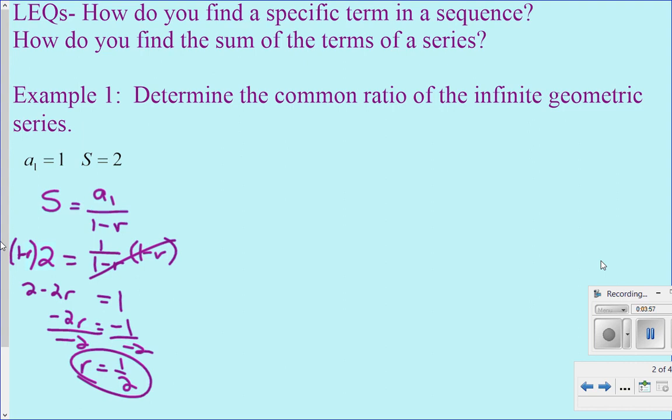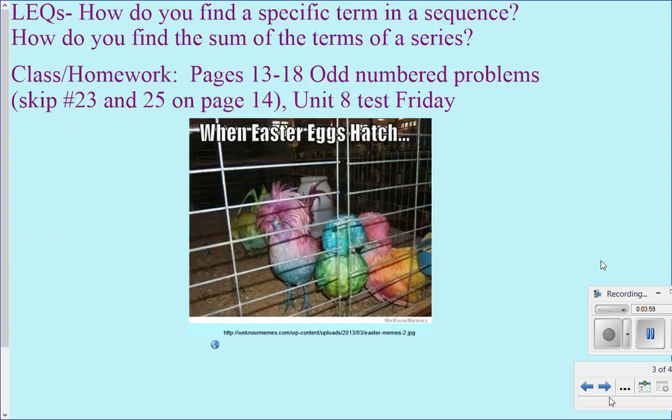So that's it. The rest of the time today was time to work and practice to get ready for Friday's test. I had students work on pages 13 to 18, just the odds. When you get to page 14, you may skip those 2 problems, but otherwise do all of the other odds. So work on those, and coming up on Friday is your test, which means your packet's due.